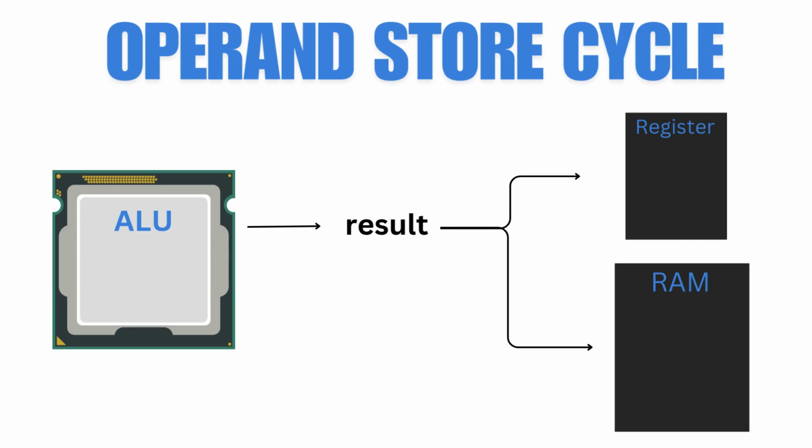This phase is also referred to as the write-back phase, since the result is written back into a location that subsequent instructions can use. If the result needs to be stored in memory, the CPU might need to calculate the exact memory address where it will be written.